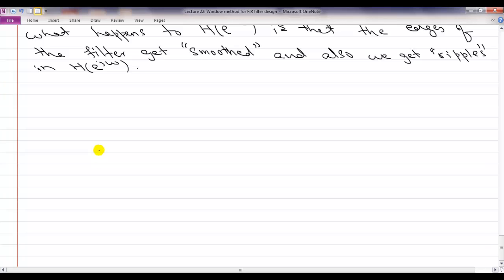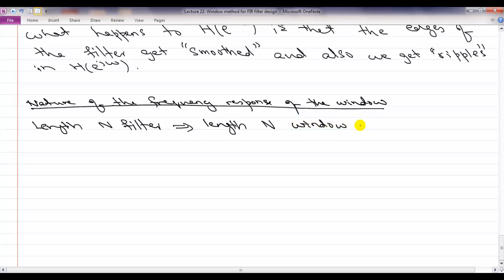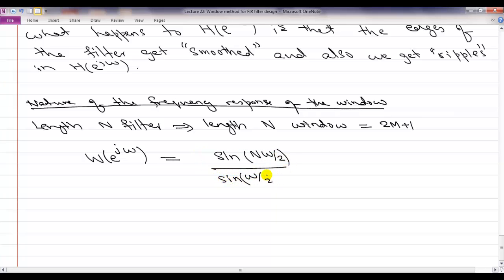So we have done a little hand-wavy argument about what happens to your ideal frequency response. Now let's try to understand what are the things that explicitly affect your frequency response. So for that, we'll look at the nature of the frequency response of your window. So for a length N window, a length N filter means we have a length N window, which we'll write as 2M plus 1. And its Fourier transform is given by W of e to the j omega equal to the absolute value of sine of N omega by 2 over sine of omega by 2.